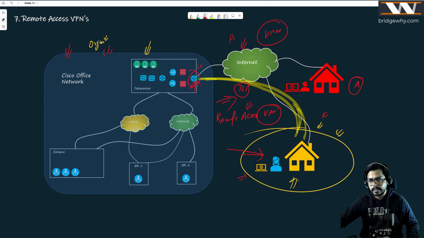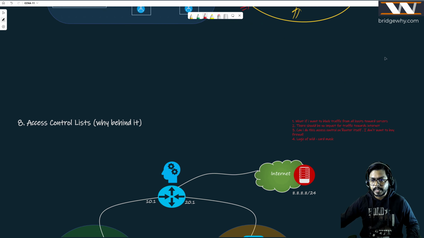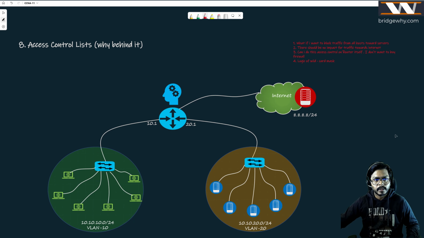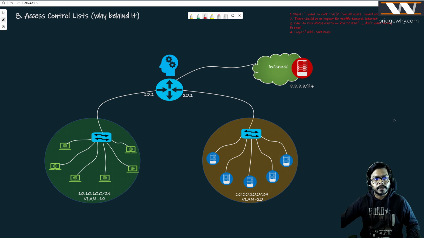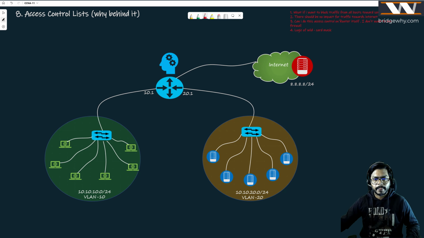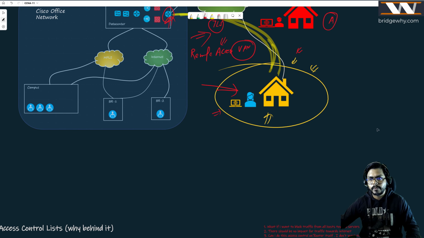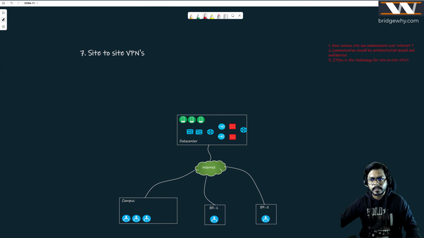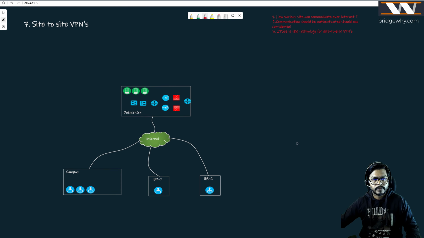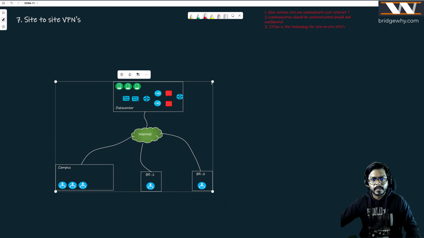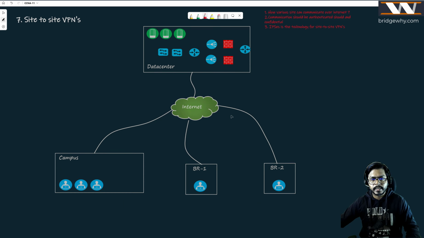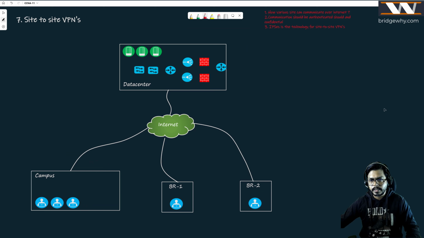But let's take a pause here. Let's move to another type of VPN. Okay, sorry for this. Another type of VPN is site-to-site VPN. It is right here. Let me make it a little bit bigger. Try to understand the use case here. Try to understand the use case.